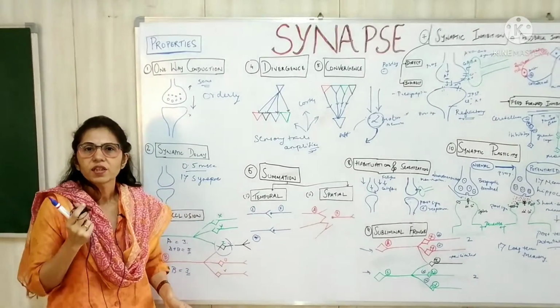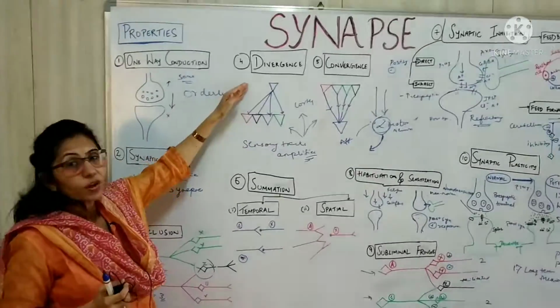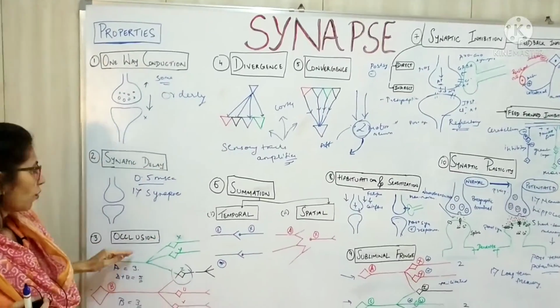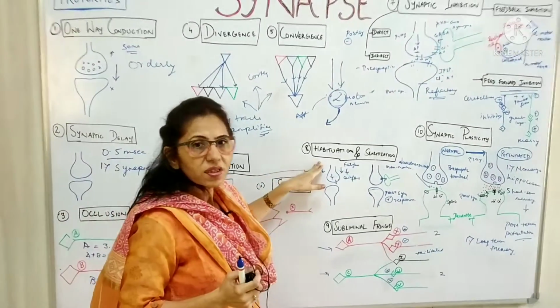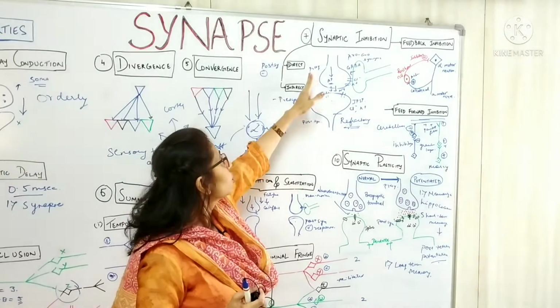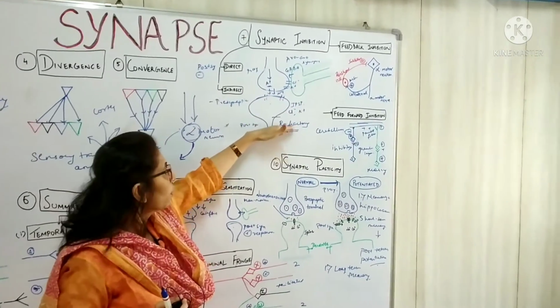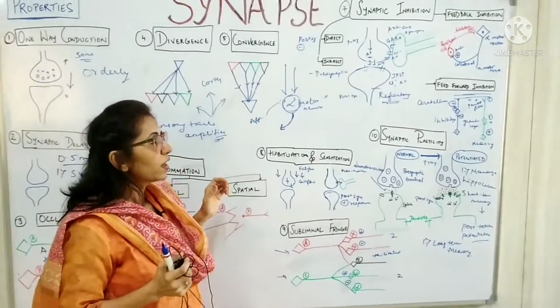So now we will enumerate the properties of synapse. So we have one-way conduction, synaptic delay, property of convergence and divergence, then the property of occlusion, summation, temporal and spatial summation, habituation, sensitization, subliminal fringe, property of synaptic inhibition, which includes direct, indirect, feedback and feed-forward inhibition, and lastly the property of synaptic plasticity. I hope you have understood the properties very clearly.